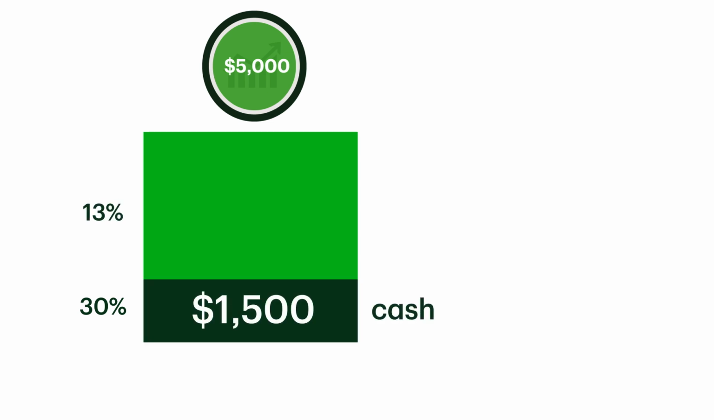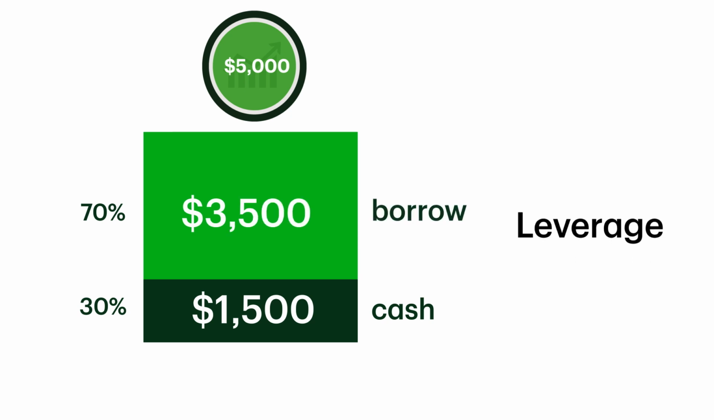If you intend to buy $5,000 of a stock that has a margin rate of 30%, you could put down as little as $1,500 plus commissions and borrow up to $3,500. This is called leverage. Leverage may amplify the returns you make on your money invested. On the other hand, it could also amplify your losses.